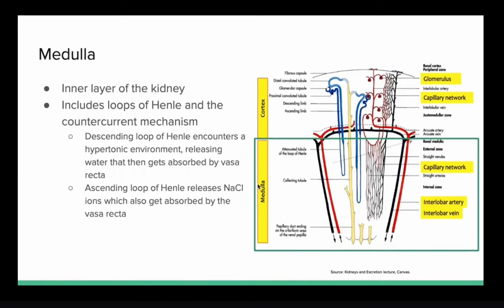The medulla is the inner layer of the kidney and includes the loop of Henle and the countercurrent mechanism with the vasa recta. The descending loop of Henle encounters a hypertonic environment, it releases water, which then gets absorbed by the vasa recta, which is flowing in the opposite direction. And the ascending loop of Henle releases NaCl ions, which also get absorbed by the vasa recta. It also has the collecting duct to lead it down.